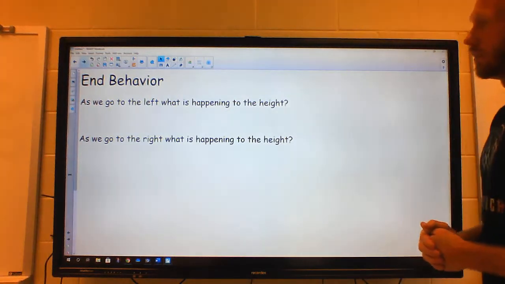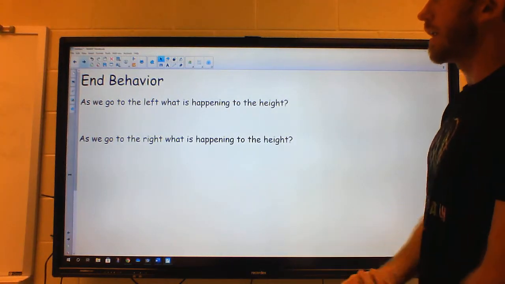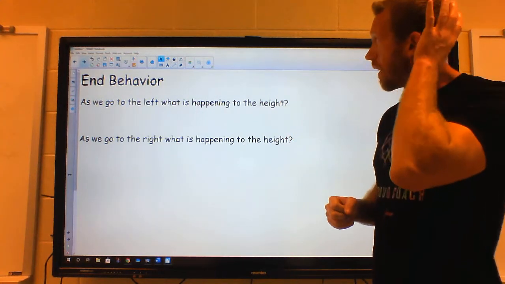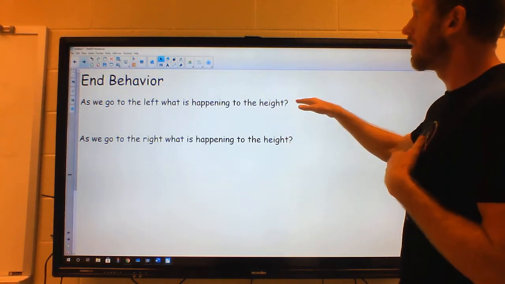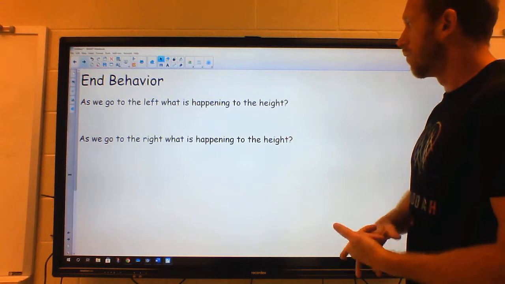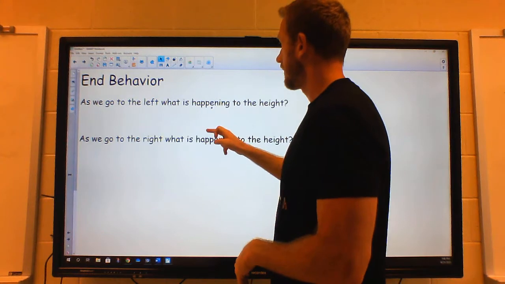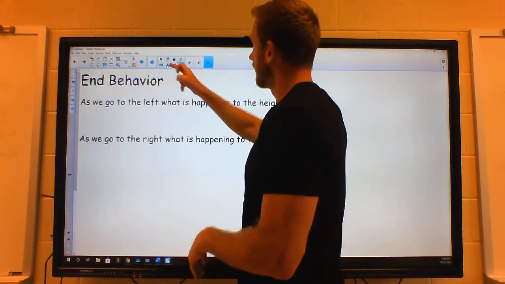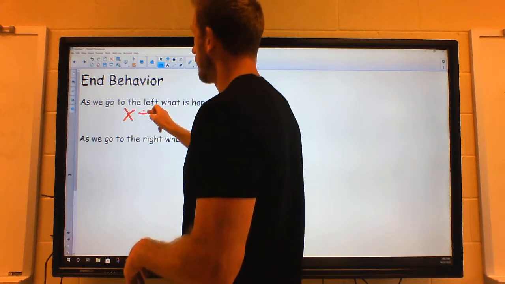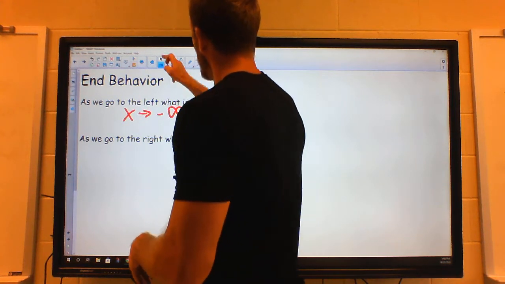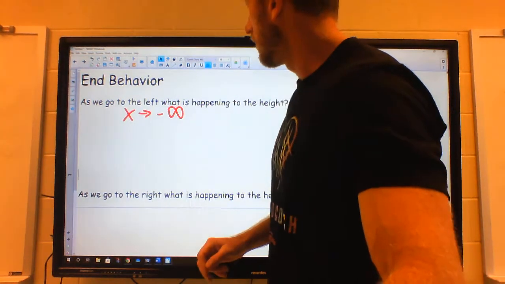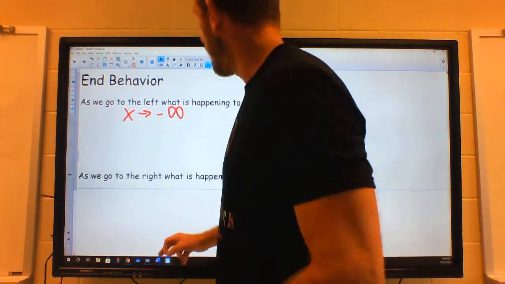For example, the way that we're going to read our end behavior, so this is the English words of how we read it. As we go to the left, what is happening to the height? As we go to the right, what is happening to the height? Here's how we say this. As we go to the left, let me give myself a little bit more space in here.